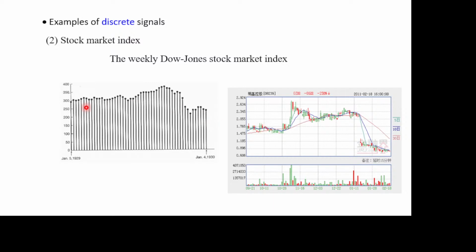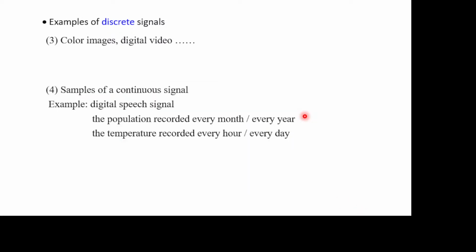And you can also have a one-dimensional discrete signal, like the stock market index at the end of the day. So every day it goes up and down, up and down. And you can have more discrete signals, like more images and digital videos, because when you store video on your computer, you are also storing it frame by frame. So each frame is discrete.